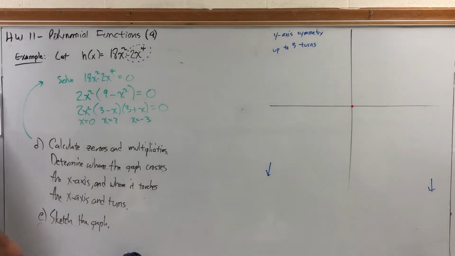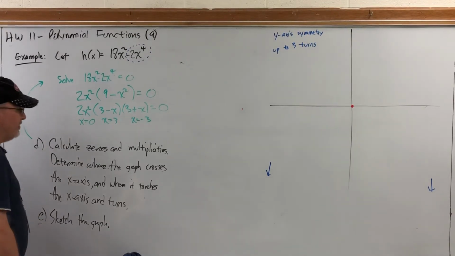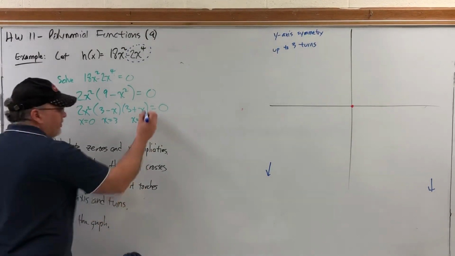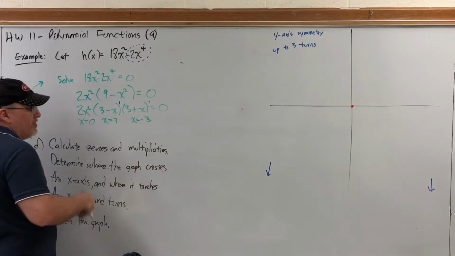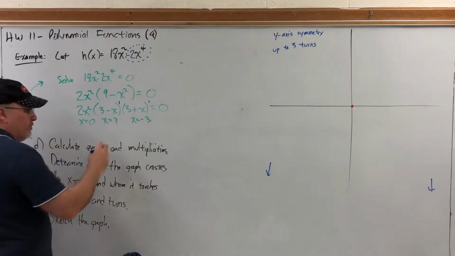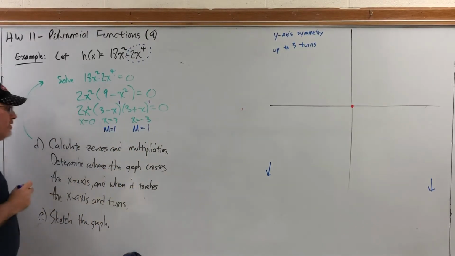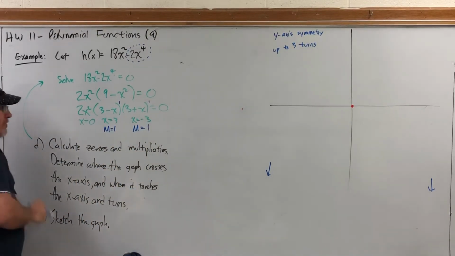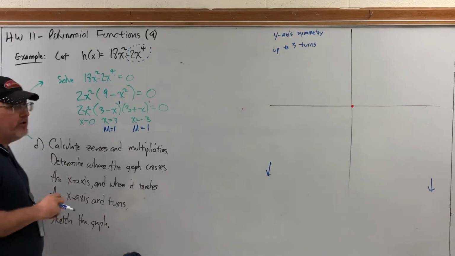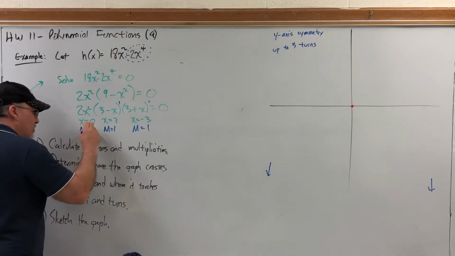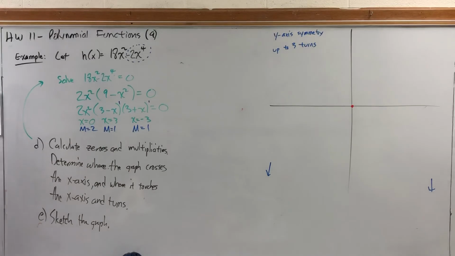But don't forget multiplicities, which I'm going to abbreviate with a capital M. Multiplicity is the power on the factor. Our 3 and negative 3 both came from factors whose power was an implied 1. So the multiplicity on each of those is 1. But the 0 came from the factor 2x squared, and the power on that was 2. So the multiplicity on that was 2.